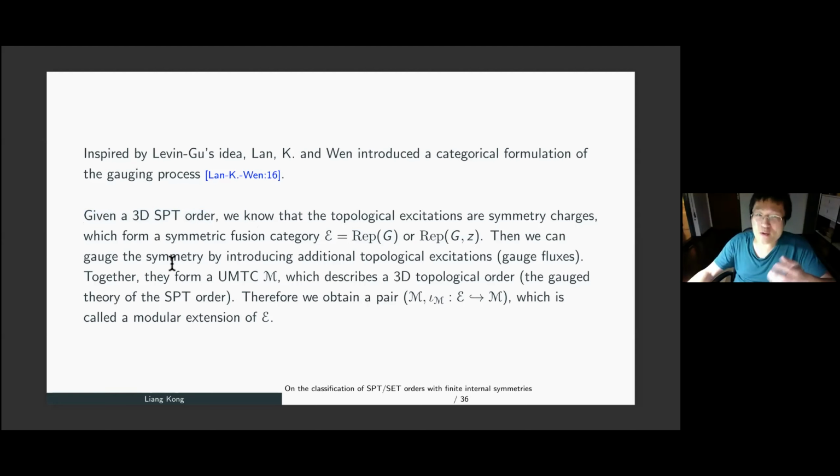Now, when we gauge the theory, we need to add gauge flux. By gauging the theory on the particle side, it's just adding the gauge flux. So what we do is add additional particles corresponding to the gauge flux, until they form a modular tensor category. Adding more until it forms a modular tensor category, which describes a 3D topological order called a gauged theory of the SPT order. So we get a pair: a modular tensor category M, and an embedding of E inside M. That's called a modular extension of E.